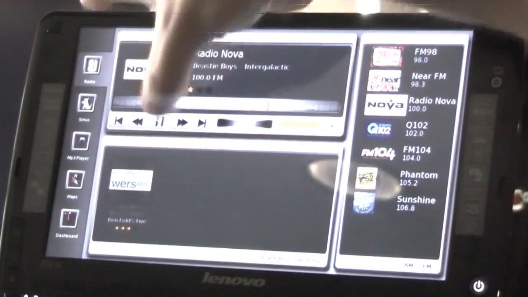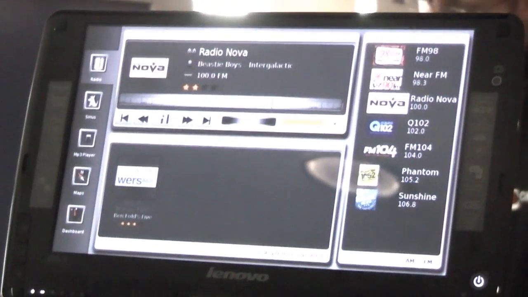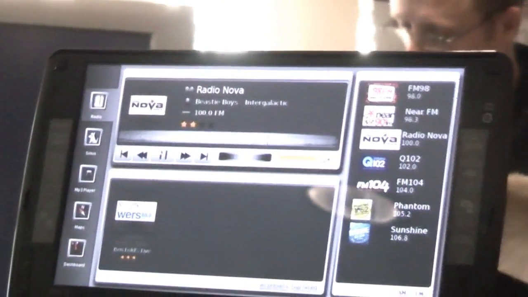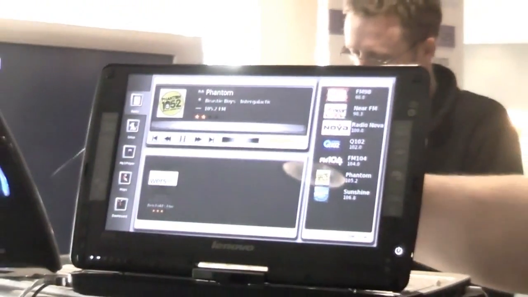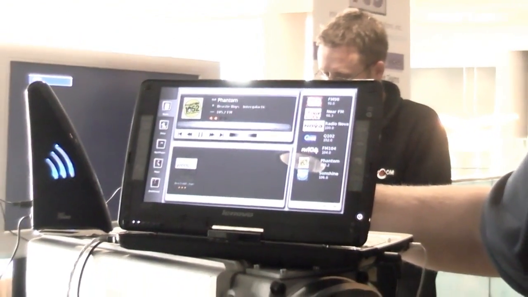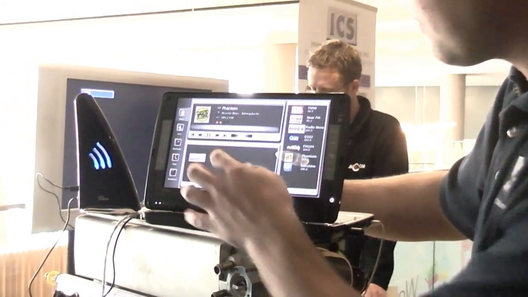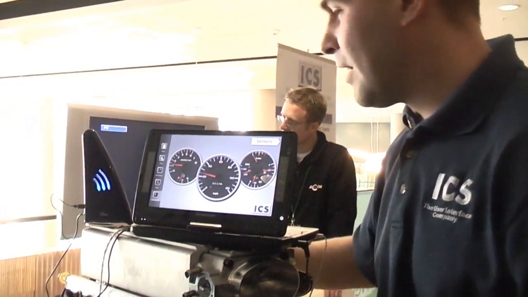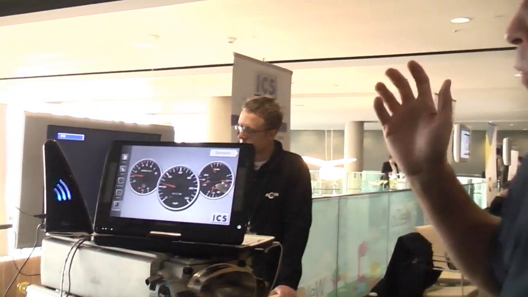We can even do something like play the radio. And if I had the antenna working, we might be able to tune in a radio station and hear some music. And so that's basically what at ICS we can do with QML.